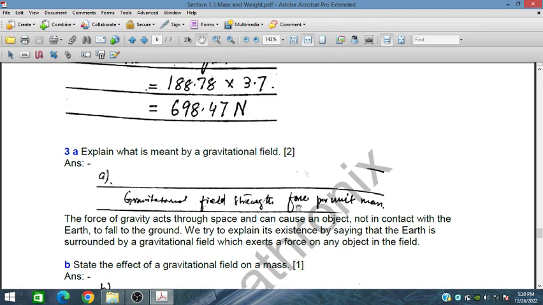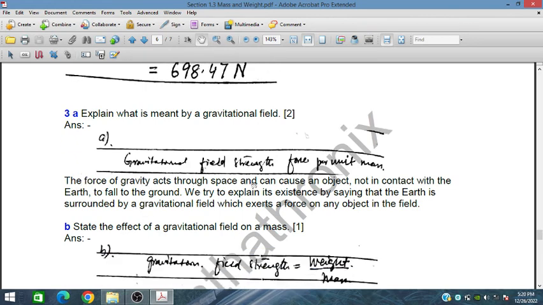Explain what is meant by a gravitational field. Gravitational field strength is force per unit mass. It is measured in this. The force of gravity acts through space and causes an effect on an object not in contact with the earth. So if some object is falling toward the earth, it is not in contact with the earth, but the field is pulling it toward the earth. We try to explain its existence by saying that earth is surrounded by a gravitational field which exerts a force on any object in the field. So if it is within the gravitational field of the earth, it will be pulled toward the earth.